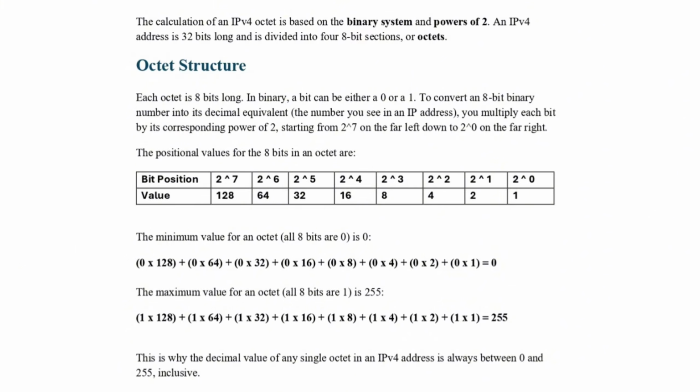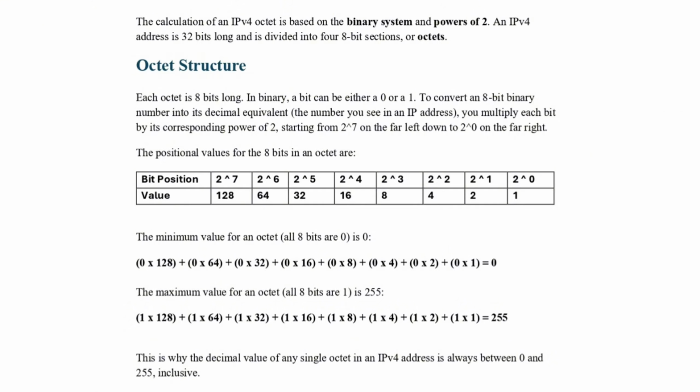So you must know the bit positions, from 2 power 7, followed by 2 power 6, 2 power 5, and so on until 2 power 0. Its values are: 2 power 7 equals 128, 2 power 6 equals 64, and so on until 2 power 0 equals 1.